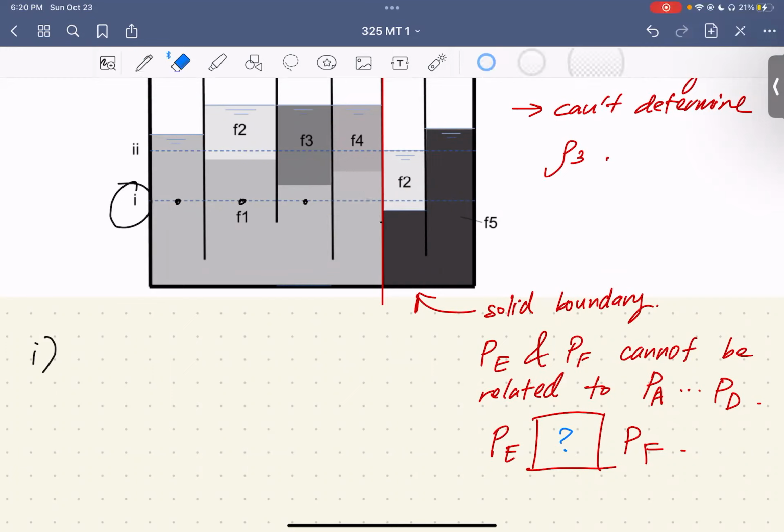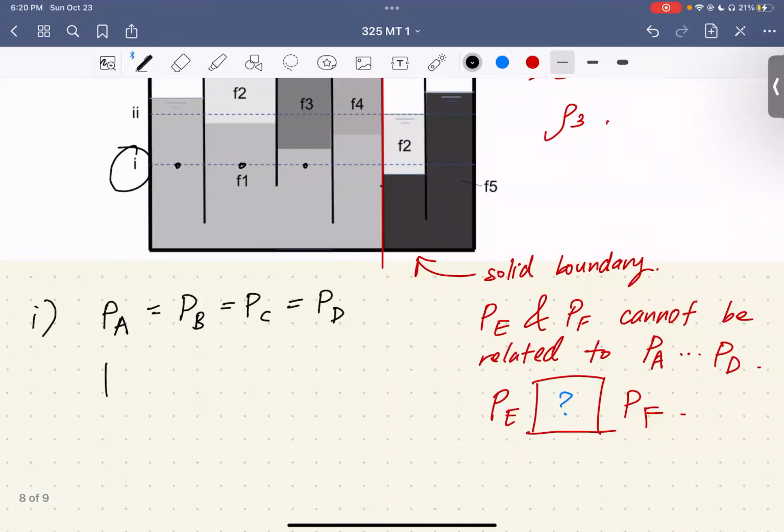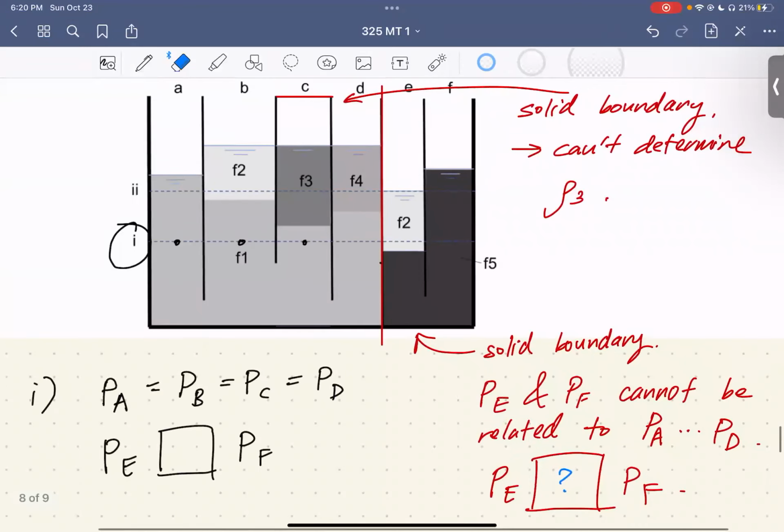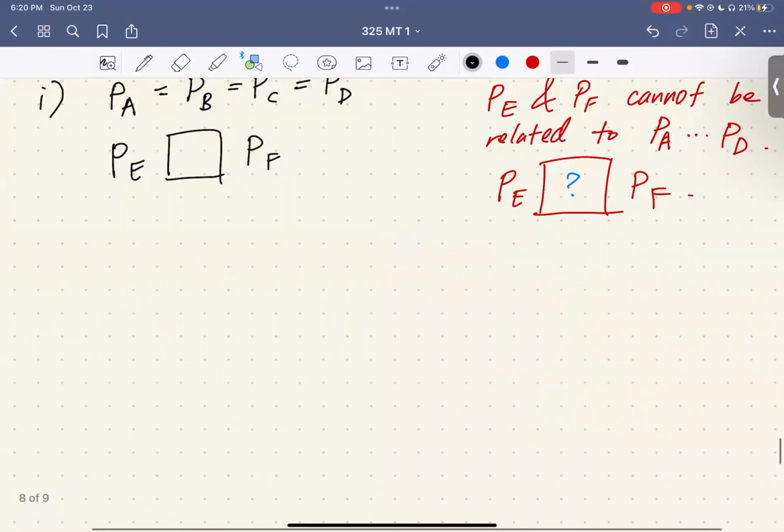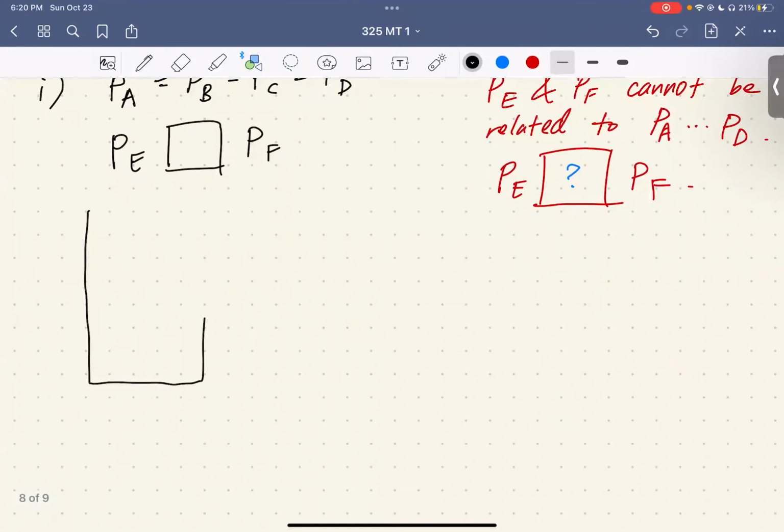Great. So let's keep going. So we know pressure A is equal to pressure B is equal to pressure C, and that's also equal to pressure D. That's really great. Awesome. So now all we have to do is find the relation between pressure E and pressure F. So let's take a look at these two tubes right over here. So I'm just going to take some time to draw this out right over here. I want to keep scrolling back and forth.